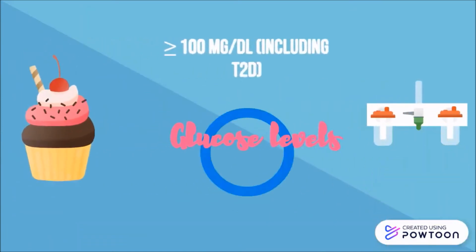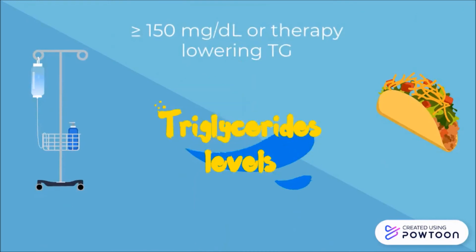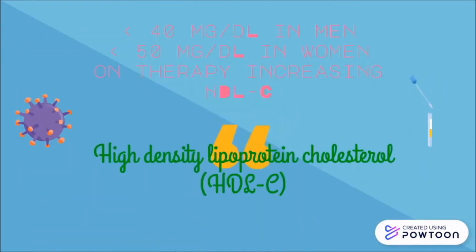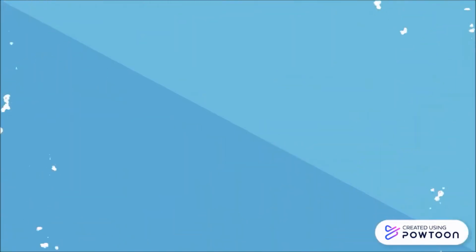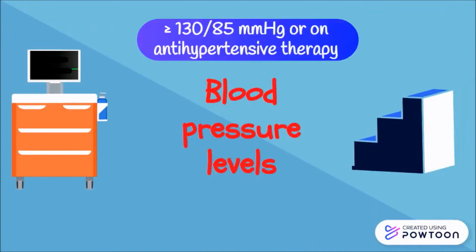Glucose levels must be equal or greater than 100 mg per deciliter. Triglyceride levels have to be equal or greater than 150 mg per deciliter. HDL cholesterol levels must be equal or less than 40 mg per deciliter in men and 50 mg per deciliter in women, with their specifications. And blood pressure level has to be equal or greater than 130 over 85 millimeters of mercury or on antihypertensive therapy.